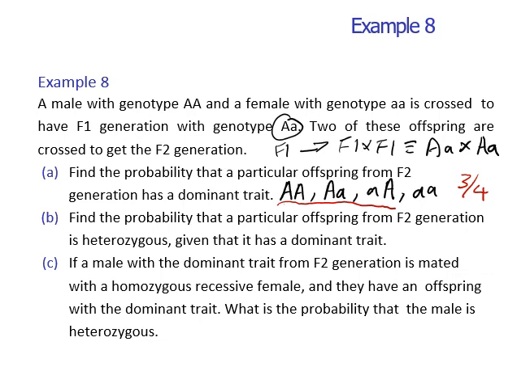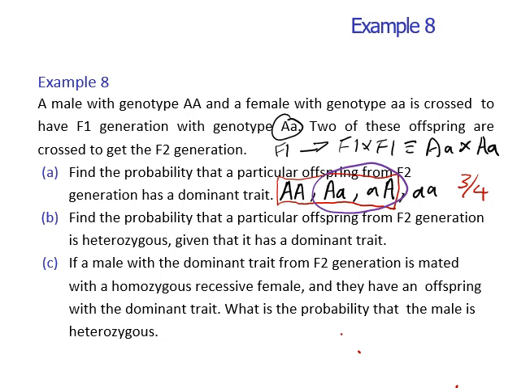Now, the answer for example 8, part A is actually given on the next slide, but we have done this already. So what is the probability that a particular offspring from the F2 generation is heterozygous given there's a dominant trait? So you know there's a dominant trait, because a dominant trait is visible. So basically, I'm telling you that I have only given you these three. What is the probability that it is heterozygous? Isn't that these two? Let me find a purple color.